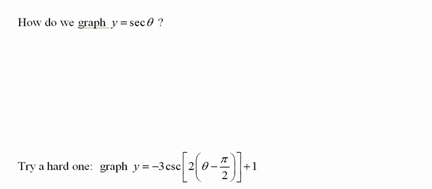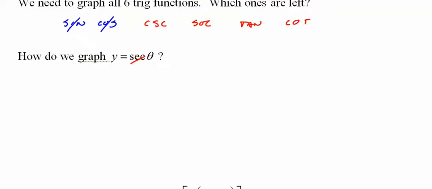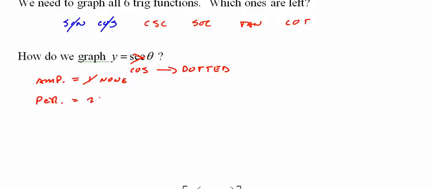Well, I like to say that secant and I don't get along very well. So I'm not going to graph secant. I'm going to graph cosine, but I'm going to dot it. So, amplitude 1. Well, we're going to actually change that to none. I'll show you why in a moment. Only when it's secant. 2 pi, vertical shift, 0, horizontal shift, 0.